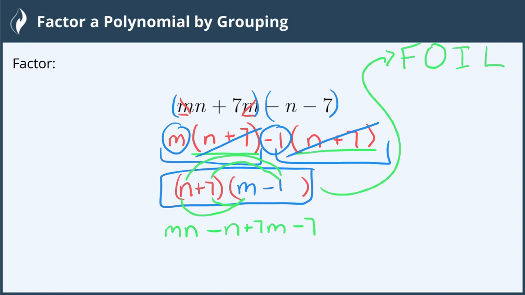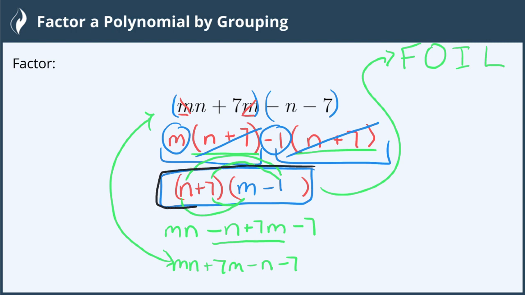Now, by simply reversing these two terms in the middle, so we have mn plus 7m minus n minus 7, we now match our original, which tells us that we did in fact factor this correctly by grouping, and we're all done.